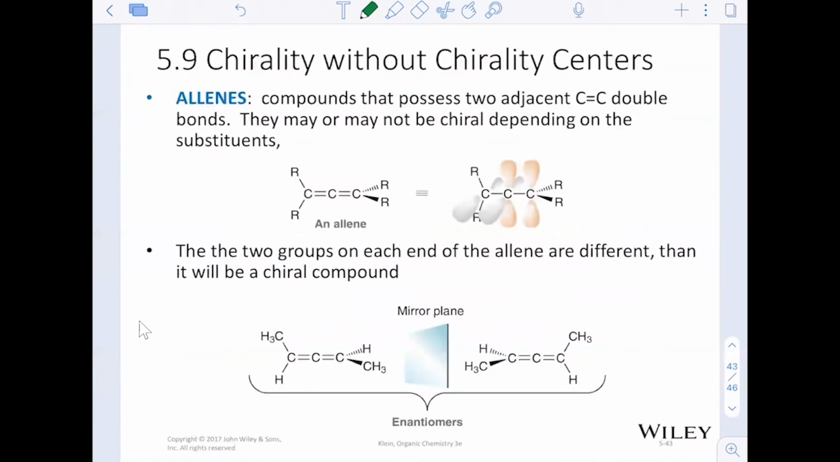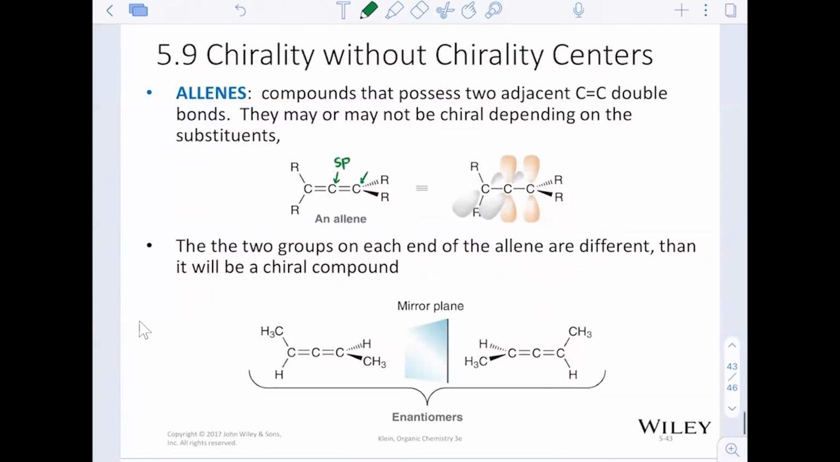Oh, chirality without chiral centers. We're going to talk about allenes mainly in class. Allenes are compounds that possess two adjacent double bonds. They may or may not be chiral depending on the substituents. So notice here, this carbon is sp hybridized. These two are sp2.